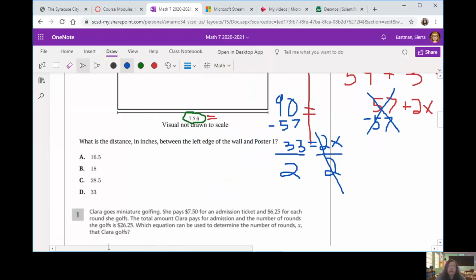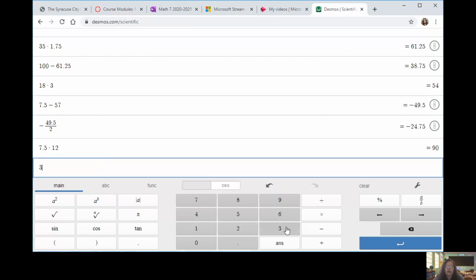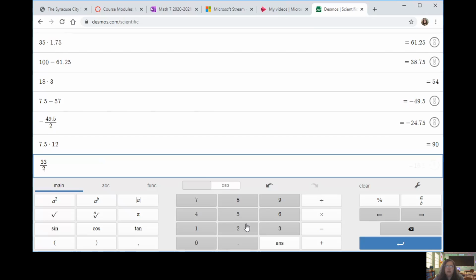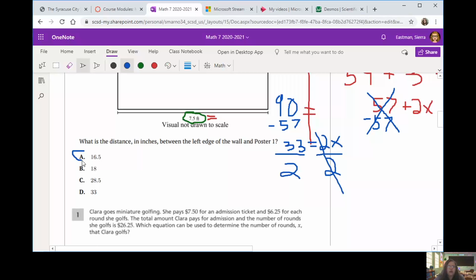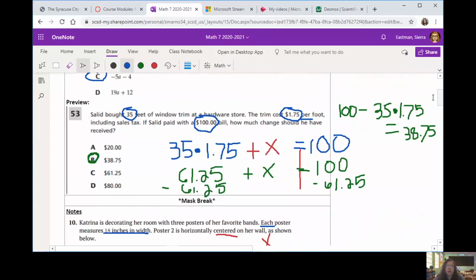And my answer choice that is equal to 33 divided by 2 should be 16.5. Let's go ahead and double check that. 33 divided by 2 is 16.5. Answer choice A.